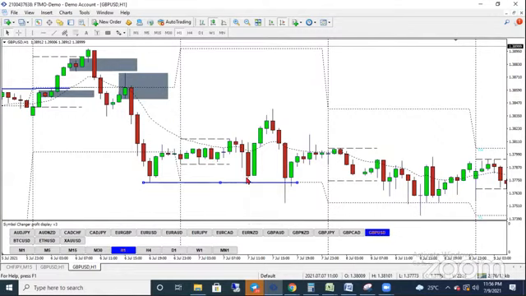That would have given us like 1%, then push back and give us another entry, and then we'll resume our sell. But let's move on.